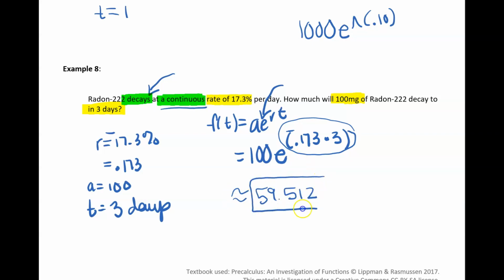59.512. And then see if your answer makes sense. We started with 100 milligrams, and so if we are decaying, we should have a lesser amount. If you got a really large amount, then you will know, okay, maybe I need to go back and check something. Maybe you forgot this negative, that it's decaying.